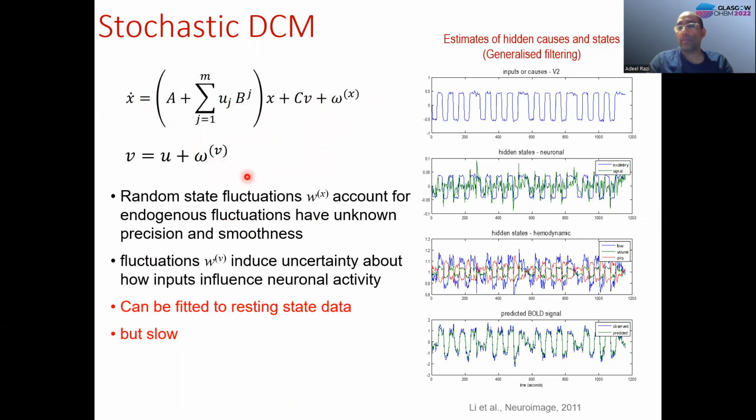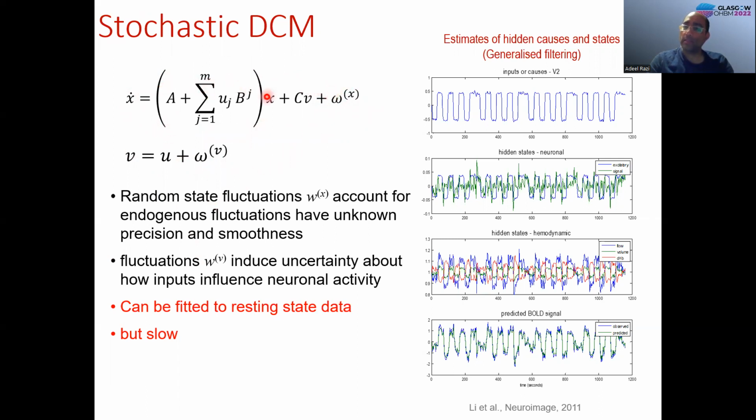In this situation, we can use this stochastic DCM for fitting resting state data, but usually this requires solving this equation. This is no longer a simple, or what we call an ordinary, differential equation, but because of the uncertainty added by the neural noise, this is what we call a stochastic differential equation.